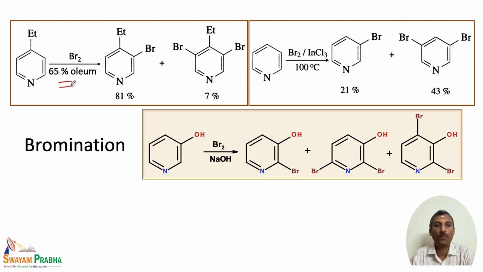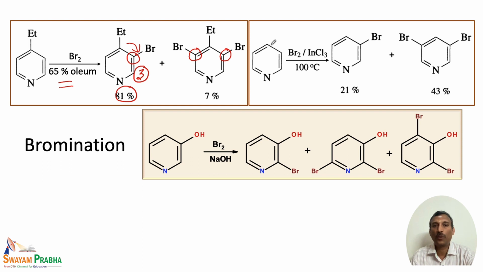So when pyridine is treated with bromine at 65% oleum, we get an ortho substituted product, especially to the substituent, or in other words, this is the 3 substitution. So the electrophilic substitution preferentially occurs at the 3 position, and here again we have the di substitution. So when the 4th position is blocked, that prefers the 3 substitution as the major product, like 81% of the product is formed.